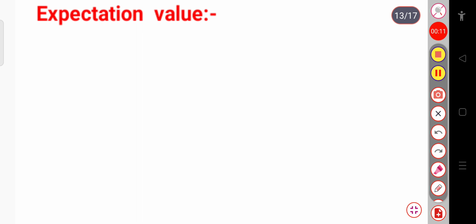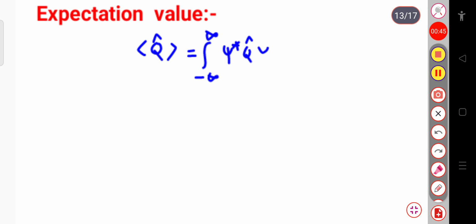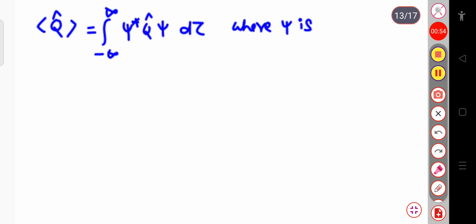Now if a system is in a state that is described by a normalized wave function psi, then the expected average, or the expectation value of the result of the measurement of any observable Q, corresponding to the operator Q cap, is given by: Q cap average, or the expectation value of Q, equals the integration from minus infinity to plus infinity of psi star Q cap psi d tau, where d tau represents the entire volume, and the condition is that psi is normalized.